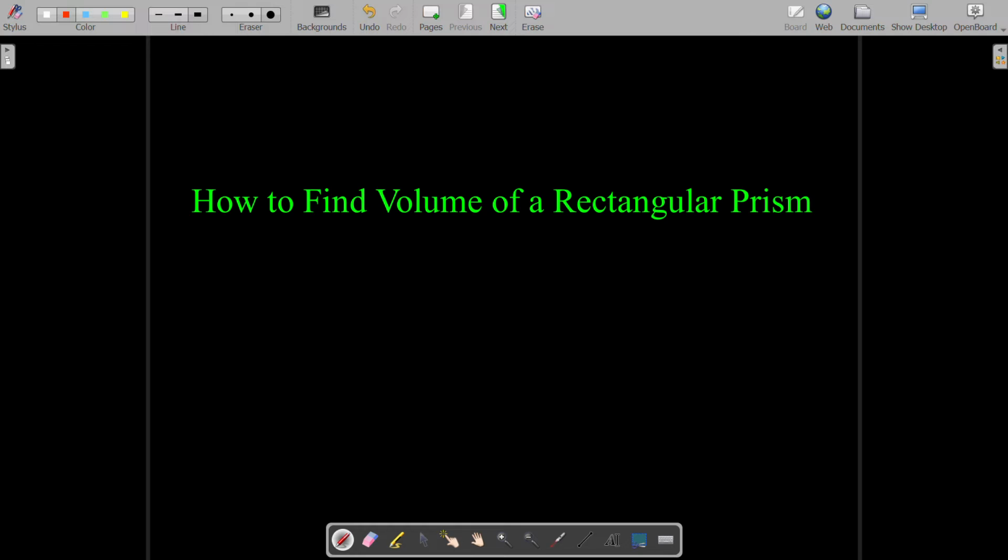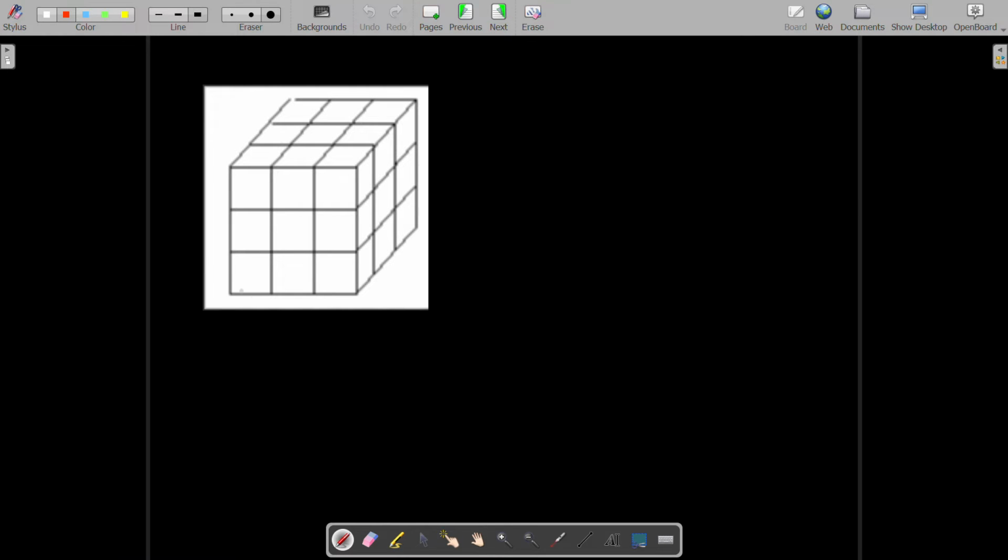Today we'll be learning how to find the volume of a rectangular prism. Let's get started. Okay, say we have this shape right here. There are two methods for solving the volume of a 3D figure, the rectangular prism.